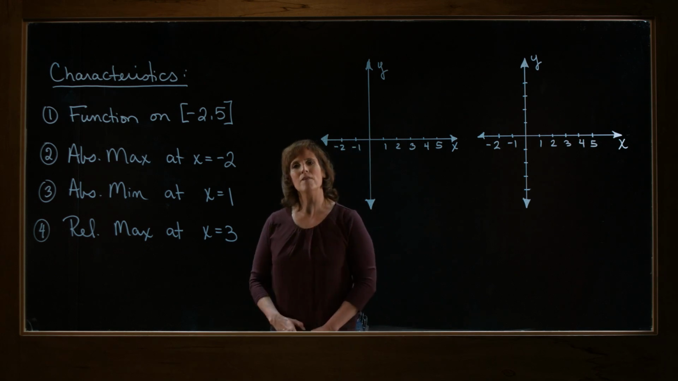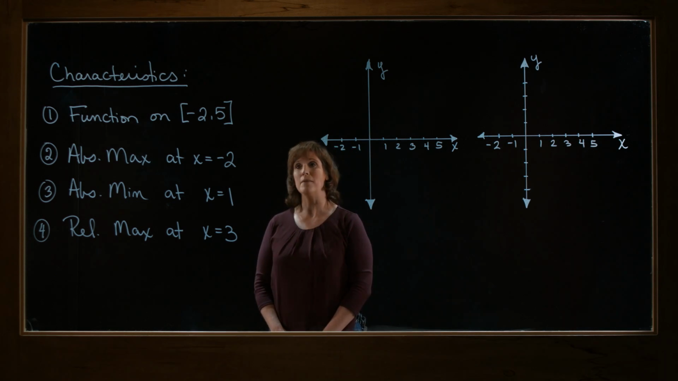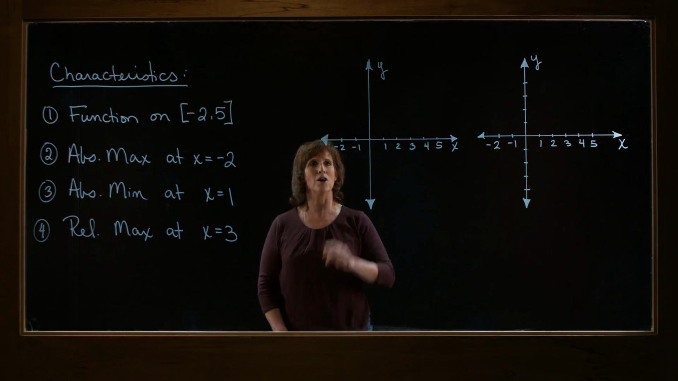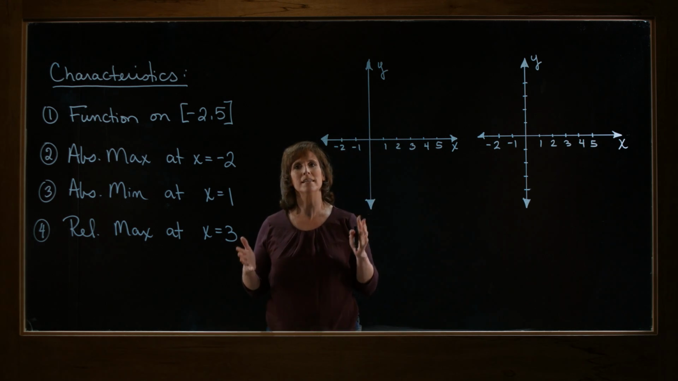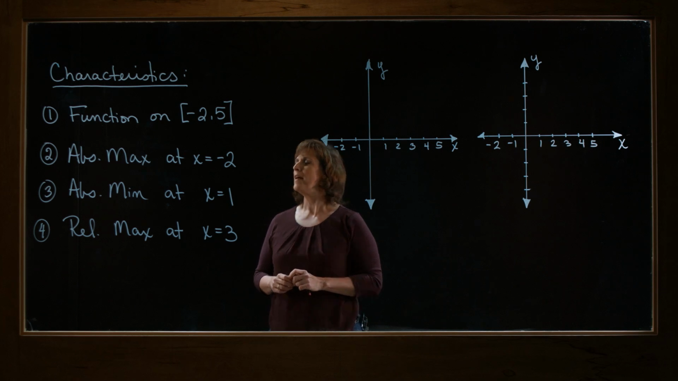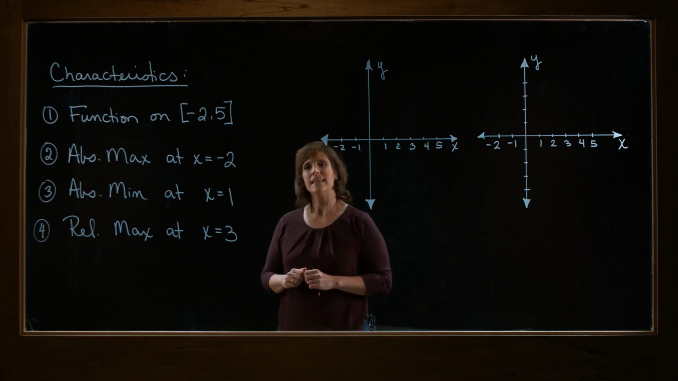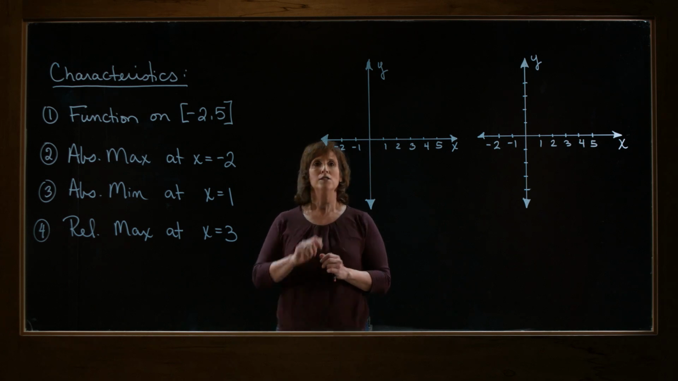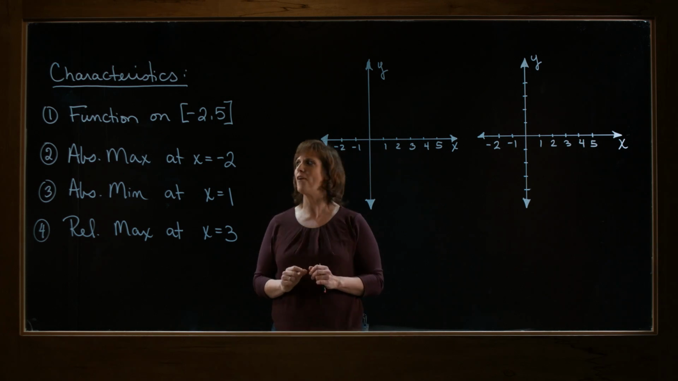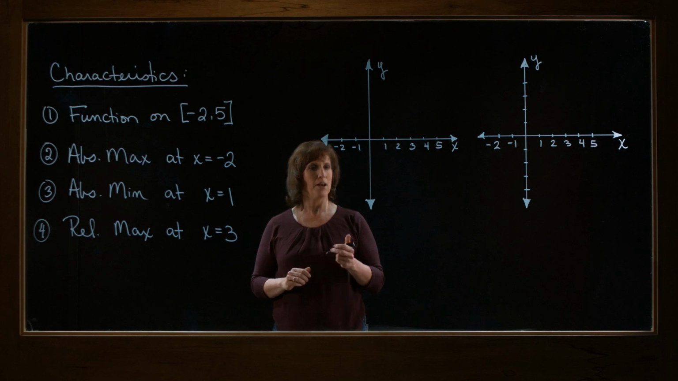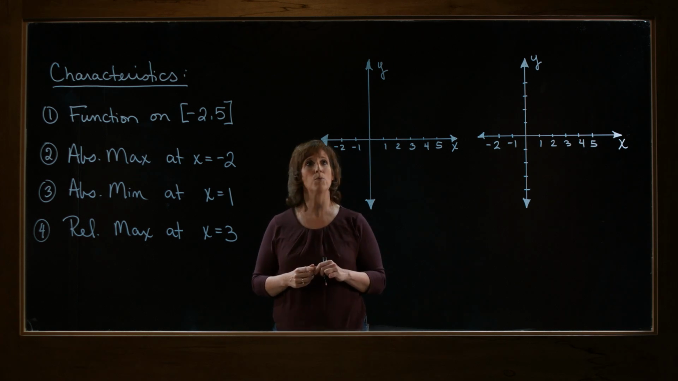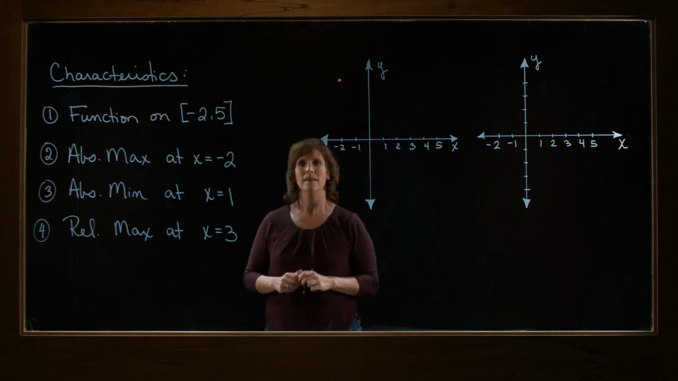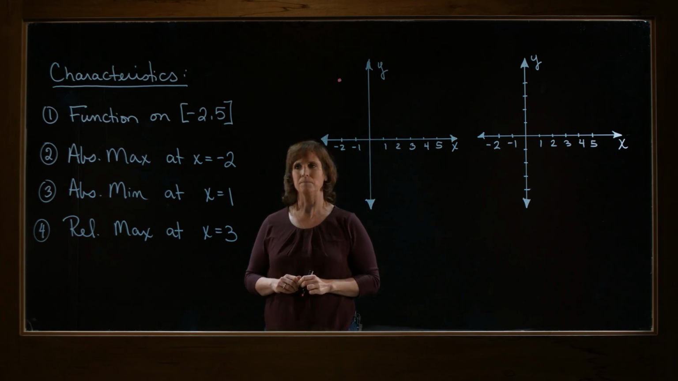The first one is that my function is defined on the closed interval from -2 to 5. So on my graph, I already have my x-axis marked off from -2 to 5. I will fit my entire graph in that area. The next piece to the puzzle is that the absolute maximum occurs when x equals -2. So x equals -2 will be the location of the highest point on the graph. It doesn't tell me what that highest point is, so I will just make that up. So I'm going to put it at that location.